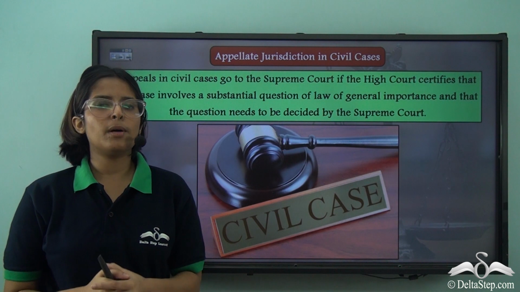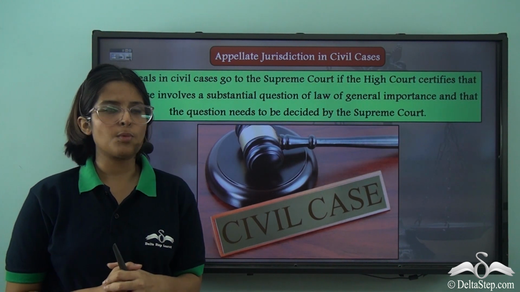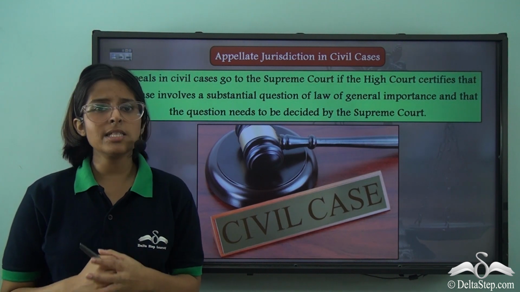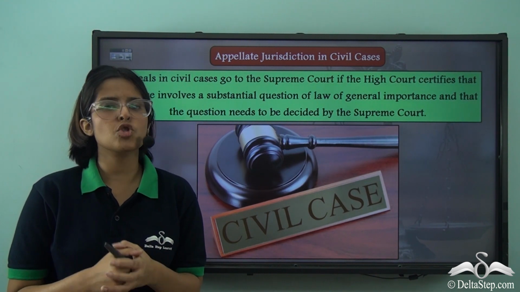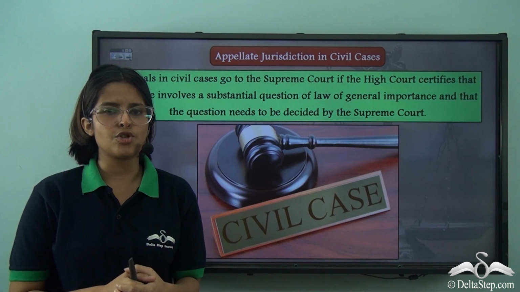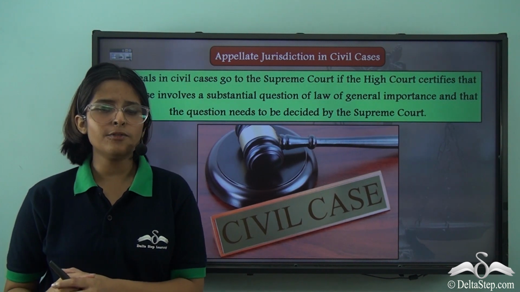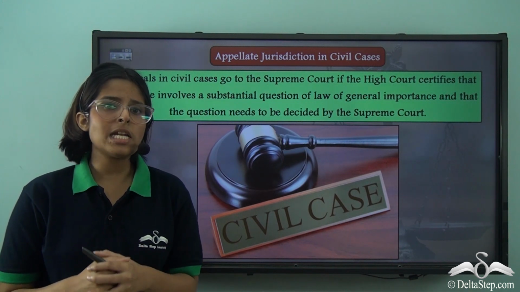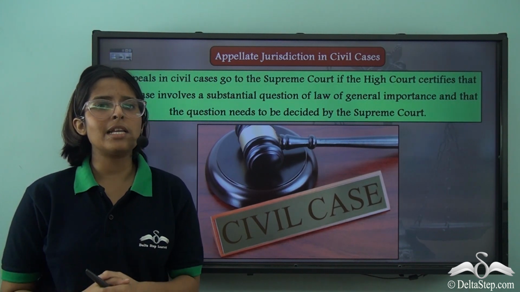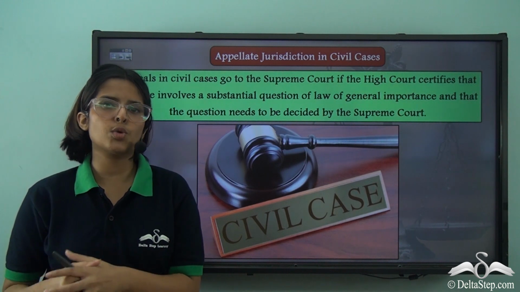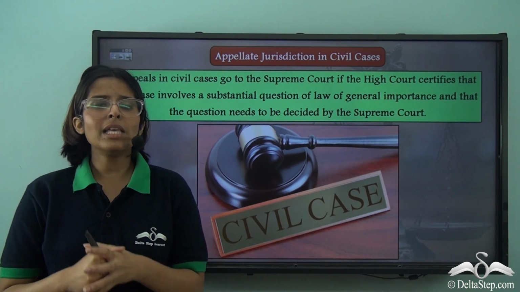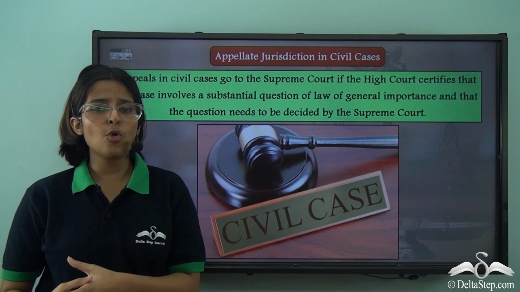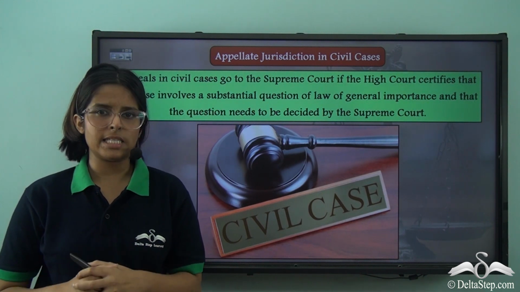Now, let us talk about the appellate jurisdiction of the Supreme Court in civil cases. So, a civil case begins when a person or an entity, which could be the government or a corporation, known as the plaintiff, claims that another person or entity, known as the defendant, has failed to carry out a legal duty that it owed to the plaintiff. So, cases such as admiralty, wills, marriage and divorce fall under the civil cases.